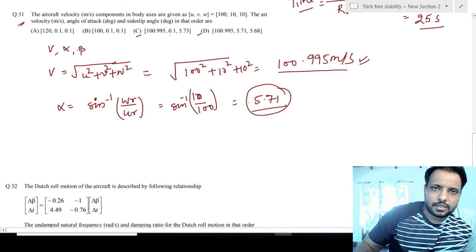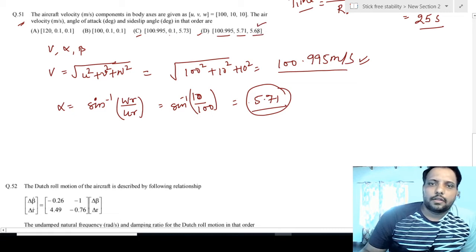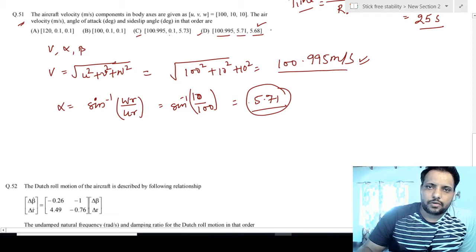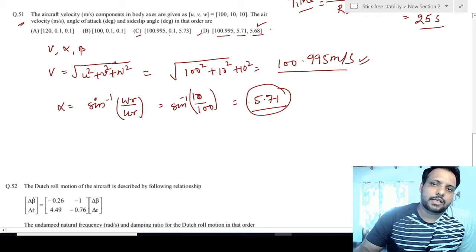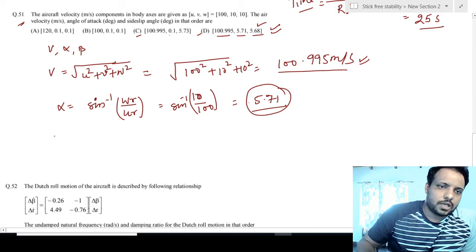So here you can see in option D I'm getting this also and this also, so I don't need to calculate this. That means with these two answers only I can get the correct answer, so the correct answer is D. But I should know how to calculate beta.